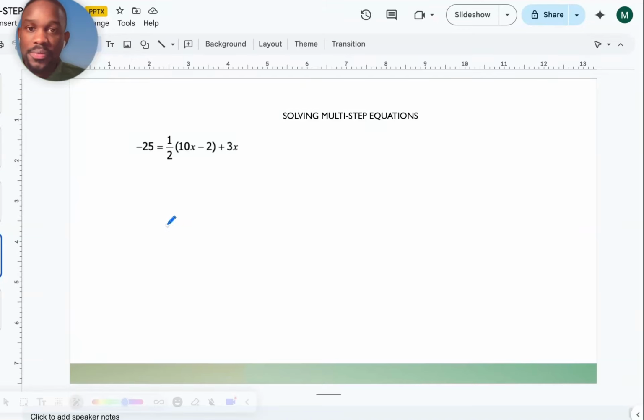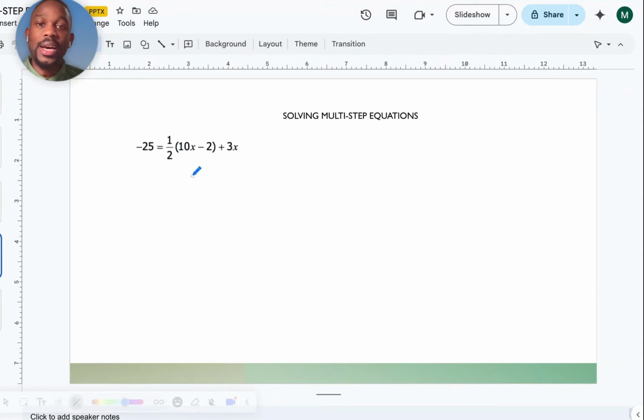This is video 2 of dealing with multi-step equations. If you haven't watched part 1, please head over and first watch part 1. But from part 1, we said the first thing we need to do is distribute, then collect like terms, and then work out the value of the unknown. So we want to get the value of x in this equation.